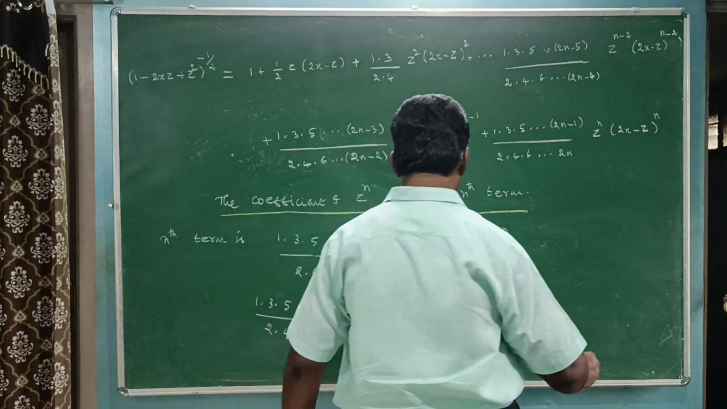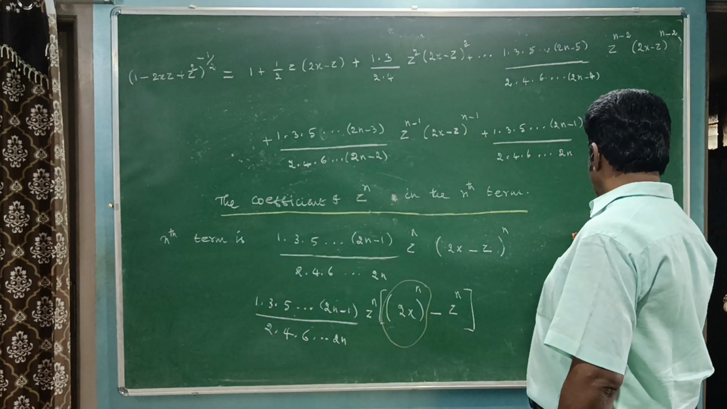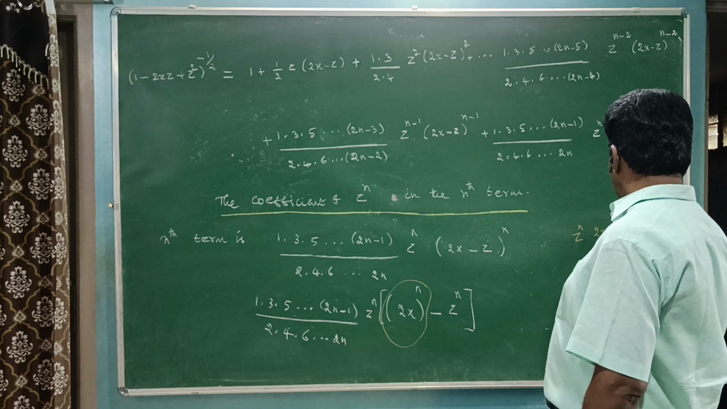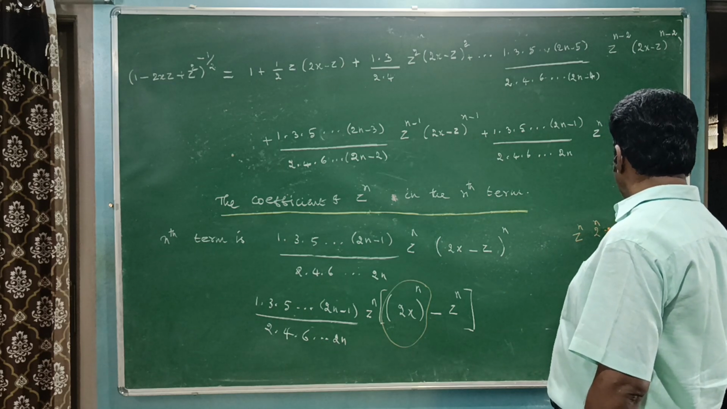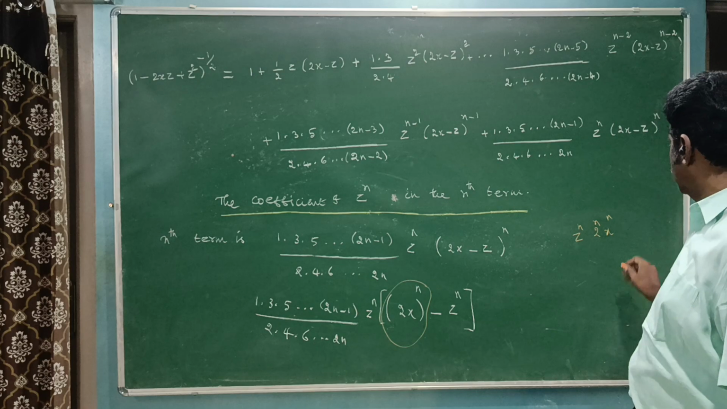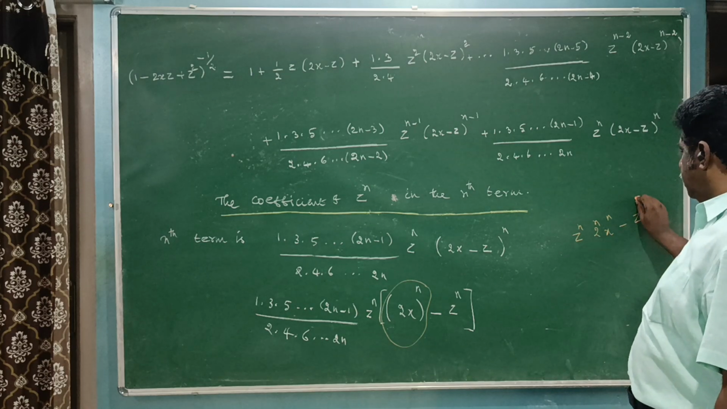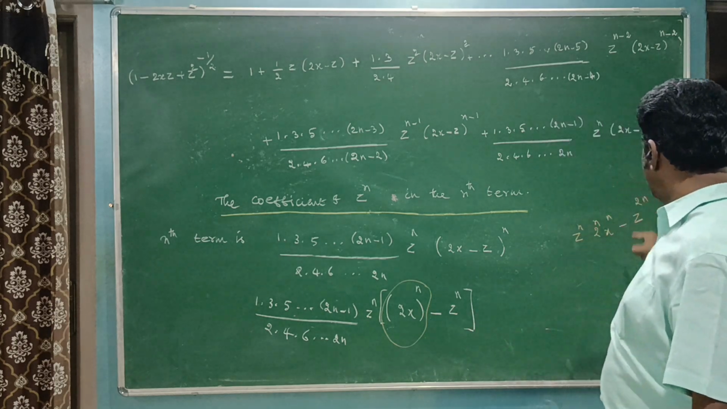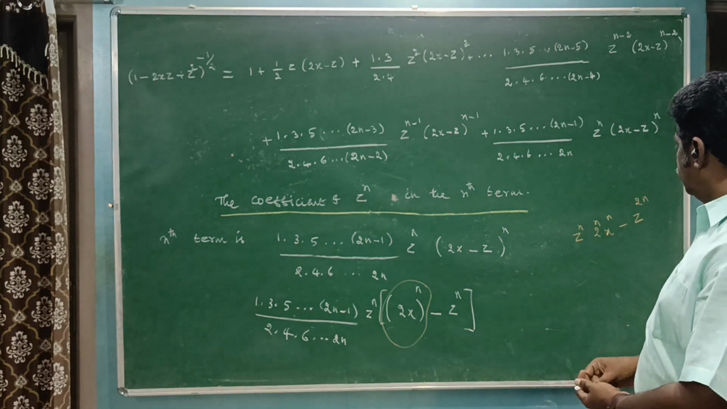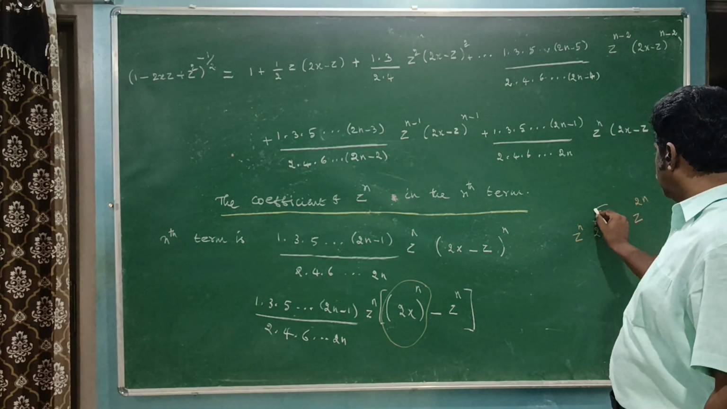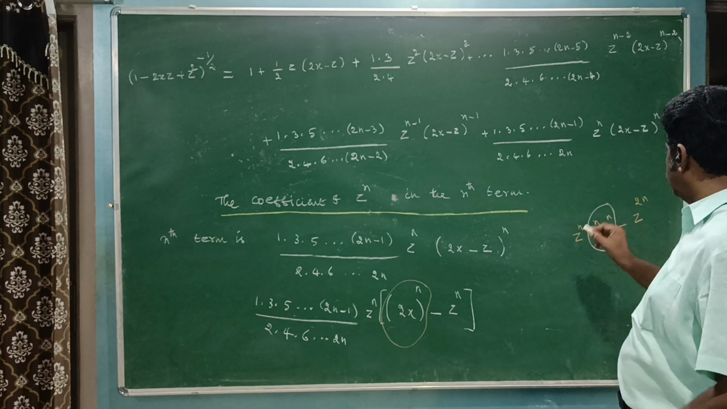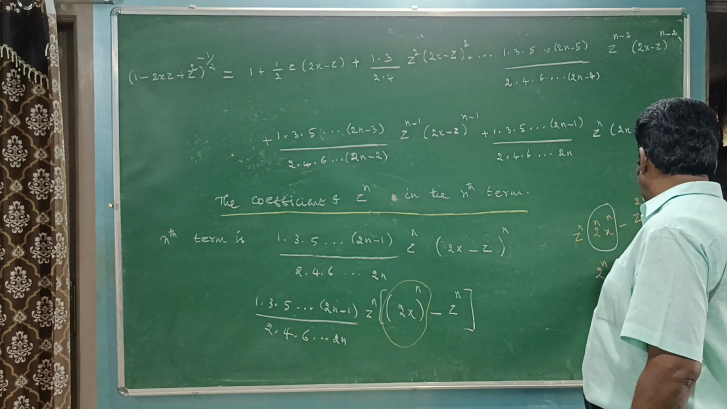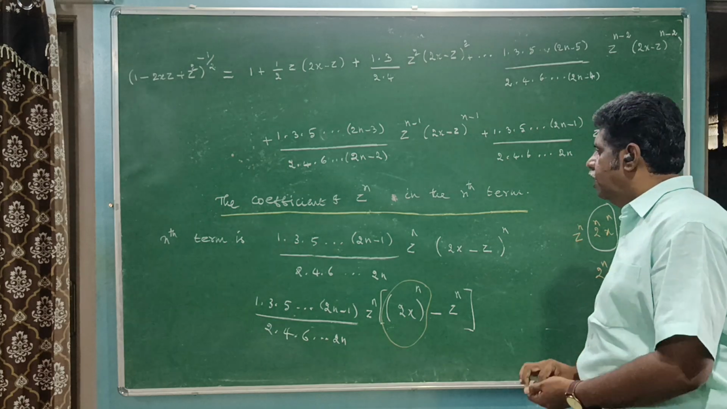If you make your multiplication, you can get z power n into 2 power n x power n. This is the first term, minus z power 2n, since z power n and z power n is z power 2n. We are in a position to find the coefficient of z power n. The coefficient of z power n is only this term, that is 2 power n x power n.